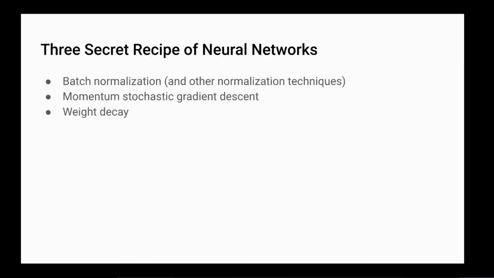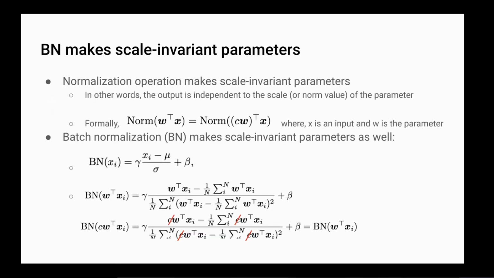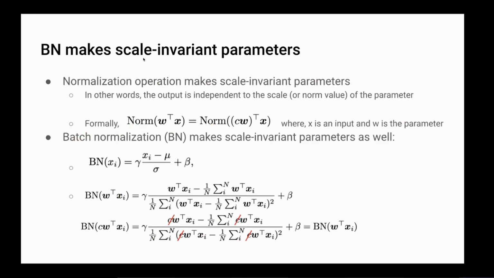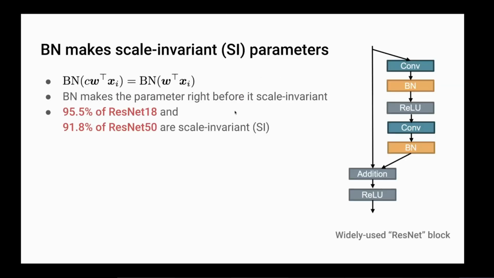There are three synergistic components of neural networks: batch normalization, momentum stochastic gradient descent, and weight decay. We observed that batch normalization makes the parameters scale invariant. A scale invariant parameter means that whenever you apply a scalar multiplication, the results do not change, because this is normalization, right? And 95% and 91% of ResNet 18 and 50 parameters are scale invariant.